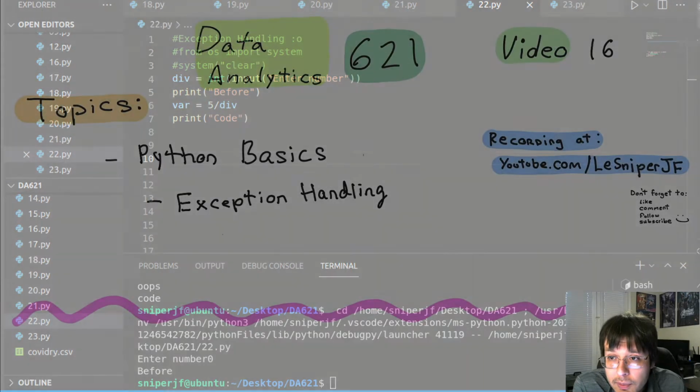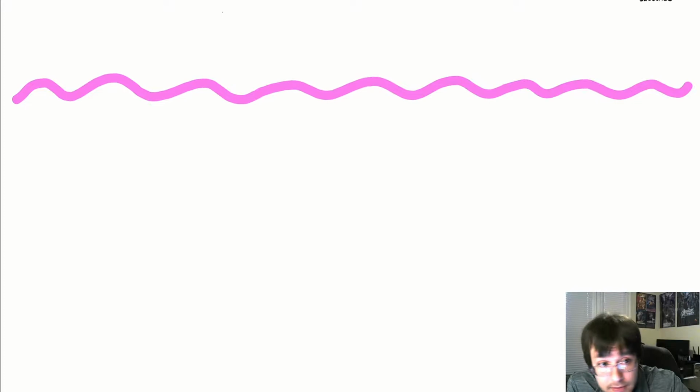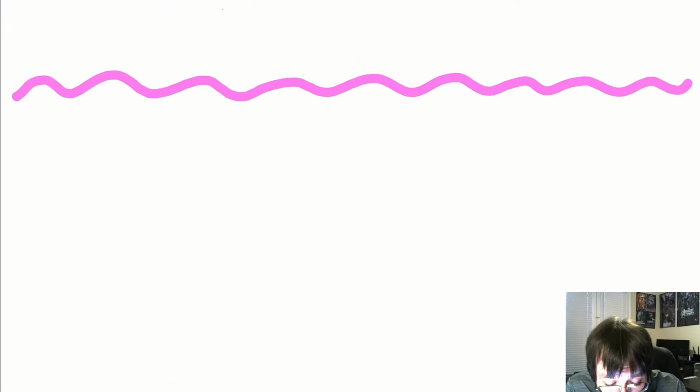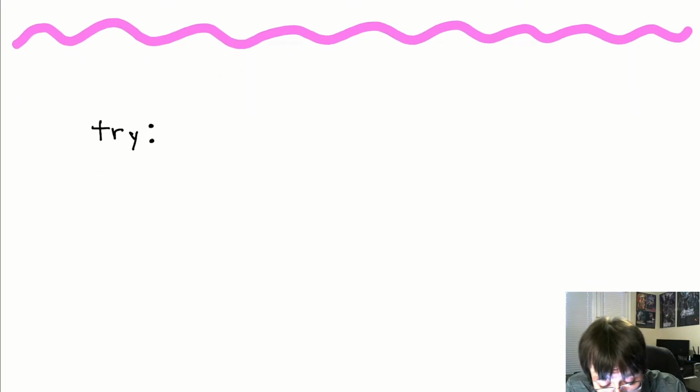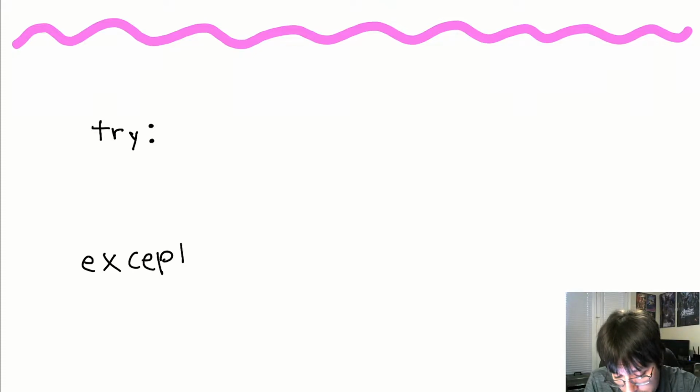But most programming languages have some form of exception handling. So what we want to do when writing code is use the following 2 keywords. We're going to be using the word try with a colon after it, and we're going to be using the word except, also with a colon after it.